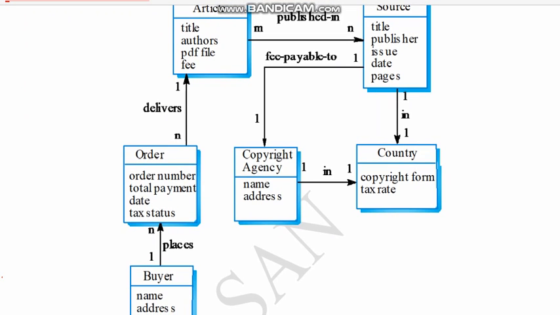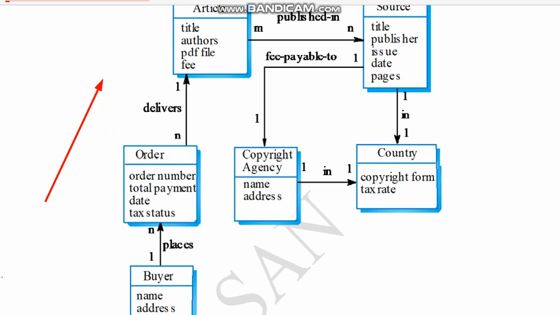In the library semantic model you can see these are the entities: article, order, copyright agency, country, source and buyer. These are the six different entities and these are the attributes of the entities. Now 1 to n, 1 to 1, m to n, 1 in 1. What are these? These are the associations, also called cardinality. So in a semantic data model, you take everything as an entity, you draw it as an entity, you show its attributes and you show the association.